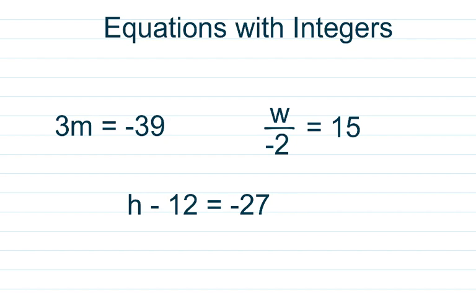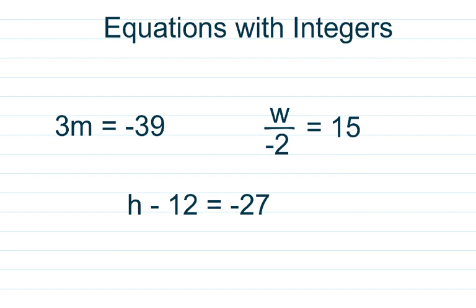Equations with integers. Here you see a few basic examples of equations, each containing an integer. The first example, 3 times m equals negative 39, you might be able to solve in your mind. 3 times what gives you negative 39? W divided by negative 2, or what number divided by negative 2 would give you 15?